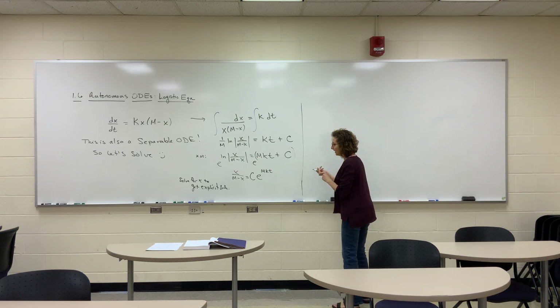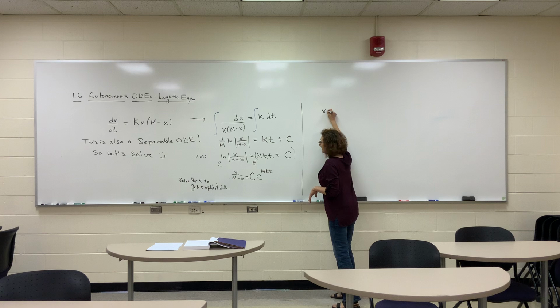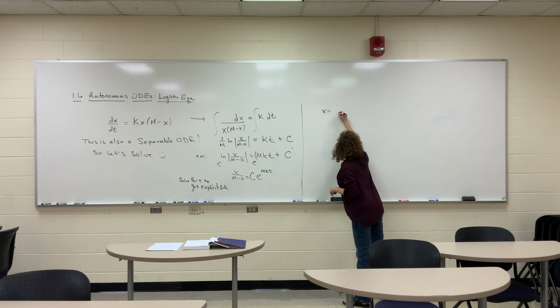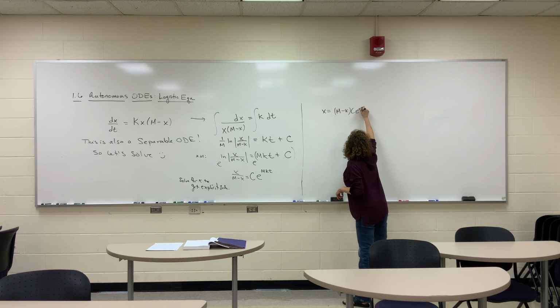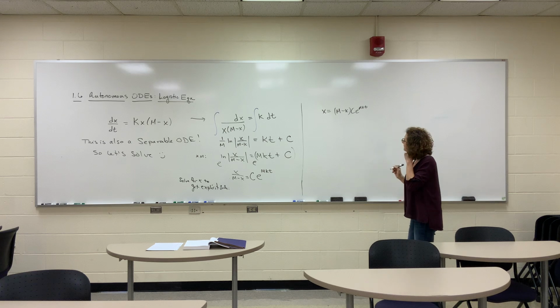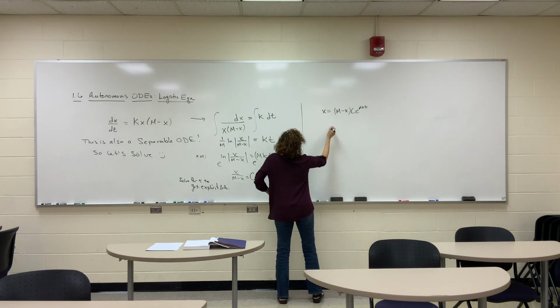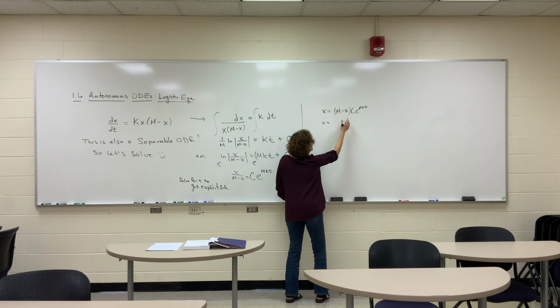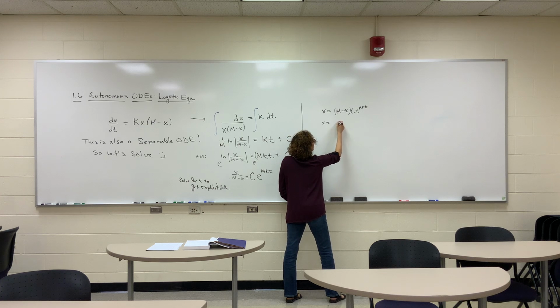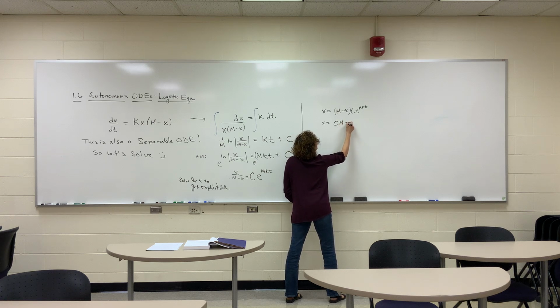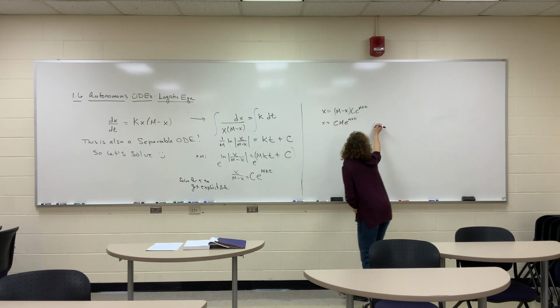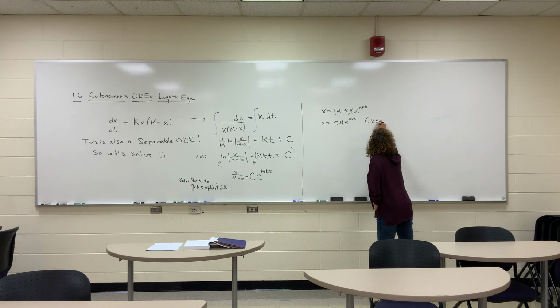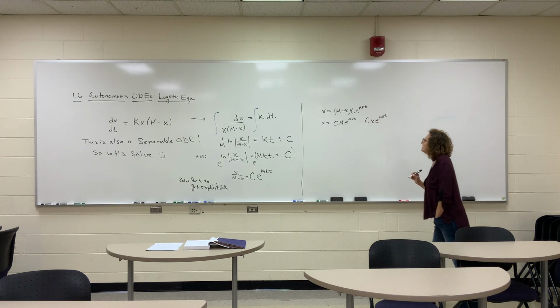Okay, what to do? All right, so let's multiply by m minus x. x is m minus x times c e to the m k t. We want to solve for x, right? So now what can we do? Well, let's be a little careful here. We'll just make sure you see this: cm e to the m k t, right? Minus cx e to the m k t, yes? Okay.